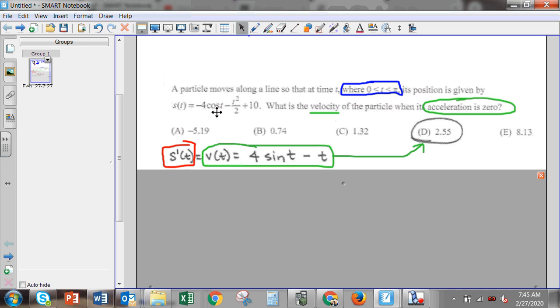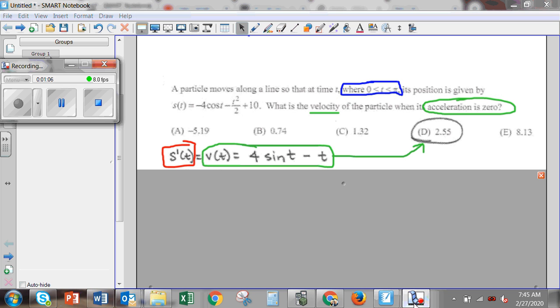So the derivative of cosine is negative sine, so negative 4 times negative sine is positive 4 sine t. The derivative of negative t squared over 2 is negative 2t over 2, which is just negative t, and the derivative of a constant is 0. So there's the derivative of the position function, which is velocity, and I now know the velocity.